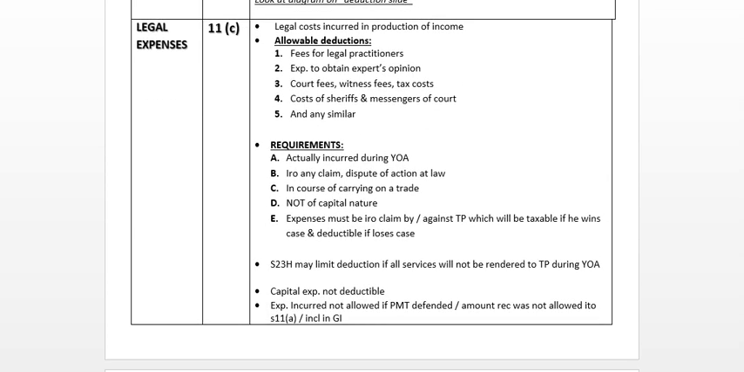Okay, so legal expenses. Legal expenses in terms of Section 11C is a specific deduction, and it is any cost incurred in the production of income. You can't deduct the legal expenses for you fighting with your neighbor because he plays his music too loud or anything like that. It has to be in the production of income. It has to relate to your trade. So it's an allowable deduction.